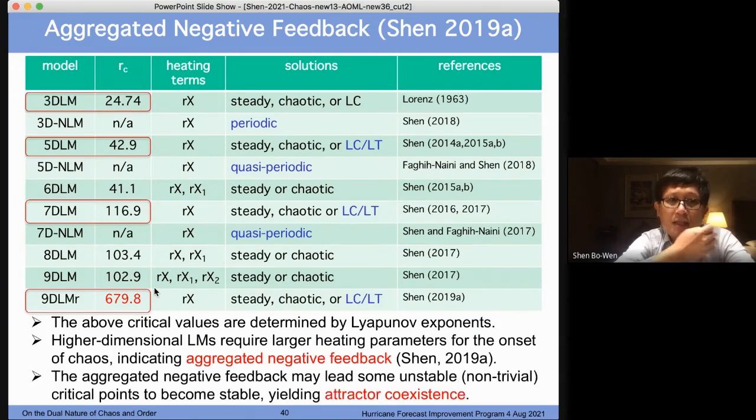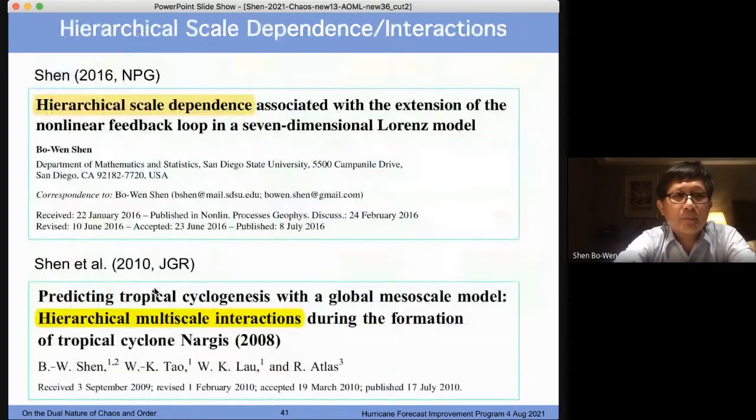More importantly, the so-called aggregated net feedback may lead some unstable critical points to become stable, leading to coexisting chaotic, stable and unstable critical points, yielding attractor coexistence. Another feature is hierarchical scale dependency, which can be illustrated using a 7-dimensional model. At an earlier time, we illustrated these scale interactions using global and mesoscale models.